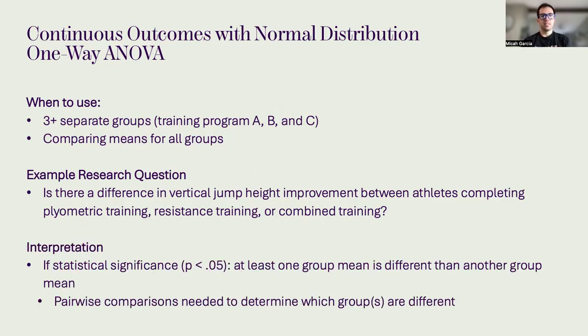So if we get a p-value of less than 0.05 with the ANOVA test, this just tells us at least one group mean is different than the other group mean. It doesn't tell us which ones are different. In order to find that out, we have to do pairwise comparisons, which essentially will do multiple 2-sample t-tests to see which groups are actually different from each other.